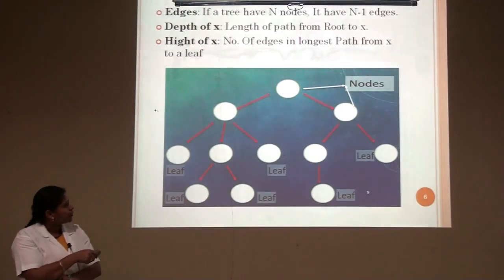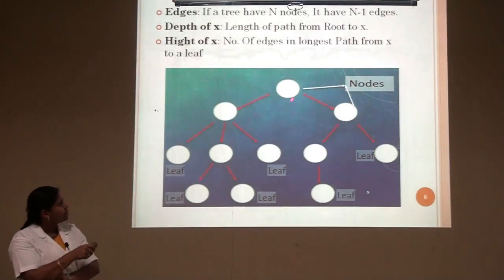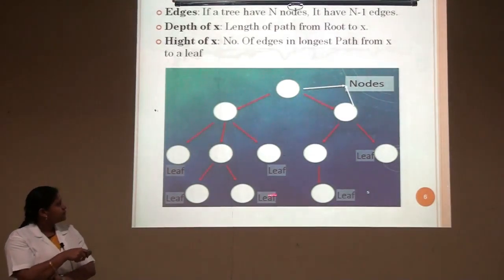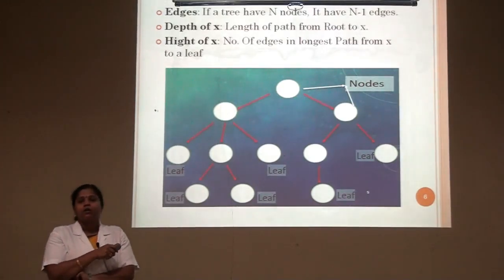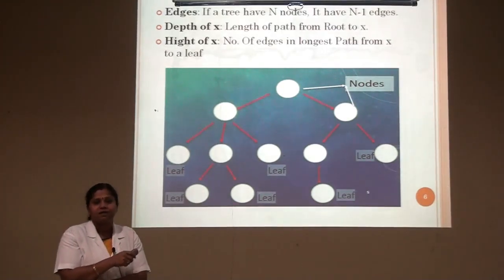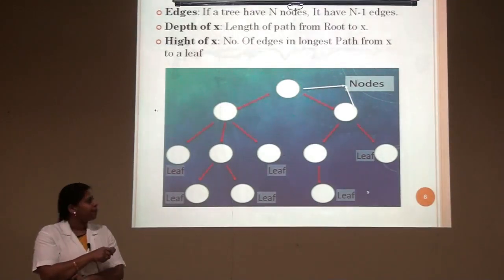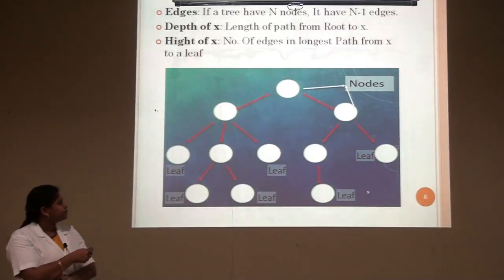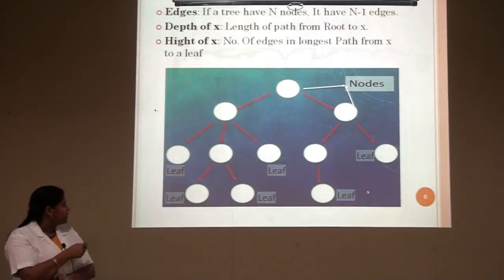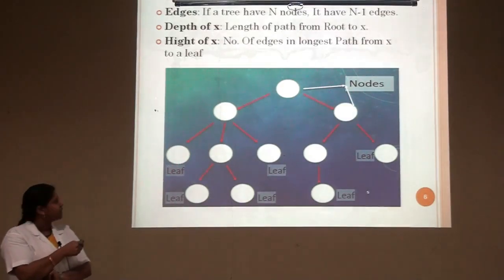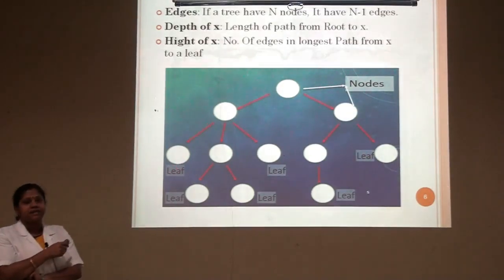So here, how many nodes are there in this tree structure? There are 11 nodes. So how many edges are there? N minus 1, so 11 minus 1, totally 10 edges are present in this tree data structure in order to connect all the nodes. Here these are the leaf nodes. The leaf nodes are the last level of nodes. From a leaf node there won't be any child node.